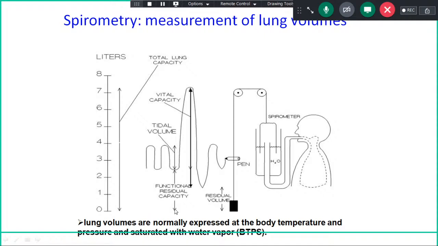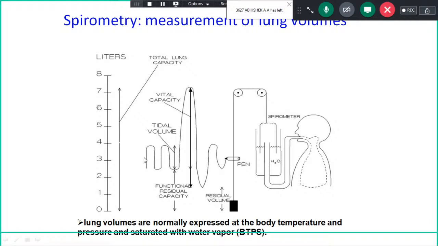Now, the maximum volumes you can record from spirometry are whatever you can take in or take out; these can be recorded and measured by spirometry. What remains inside the lung cannot be measured. So, you cannot measure the residual volume. If you cannot measure the residual volume, then you cannot measure the functional residual capacity, which includes residual volume and expiratory reserve volume. So these cannot be measured by spirometry, and there are other methods to measure them.